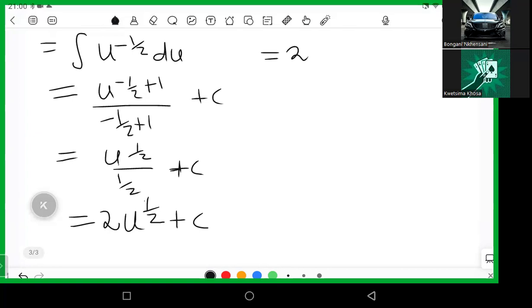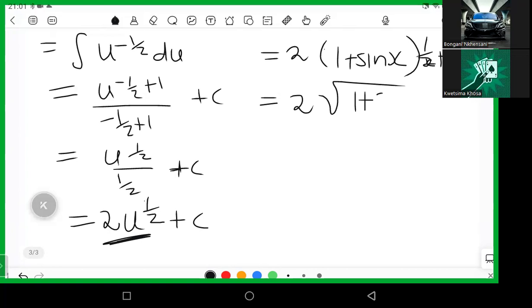Then now we know the value of u. We said u is what? It is 1 plus sine of x. So we'll just replace with 1 plus sine of x where there is u, to exponent half, plus c. Then this will be rewritten as 2 times the square root of 1 plus sine x plus c. So this will be the final answer for that question.